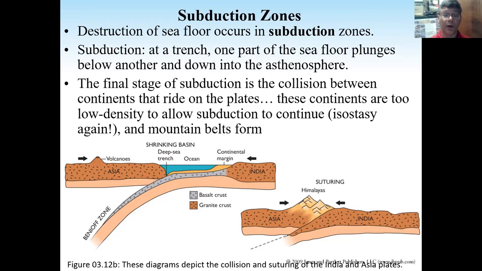Eventually, if there's continent plates on both sides, they run into each other. Continents, that's a less dense rock. That's not going to shove down very well. If they can't go down, then the alternative is up. And so our tallest mountain ranges are formed where two continents collide together.